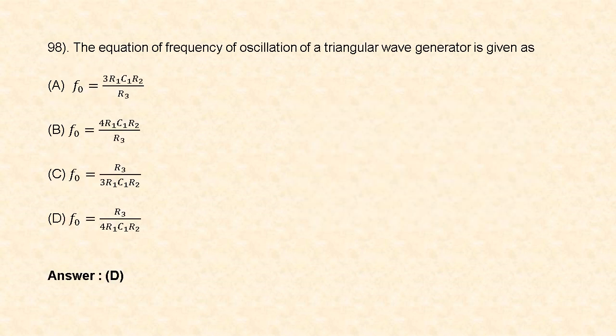Next question. The equation of frequency of oscillation of a triangular wave generator is given as. The formula for frequency of oscillation of a triangular wave generator is f0 is equal to R3 divided by 4 into R1 into C1 into R2. So option D is the correct answer.